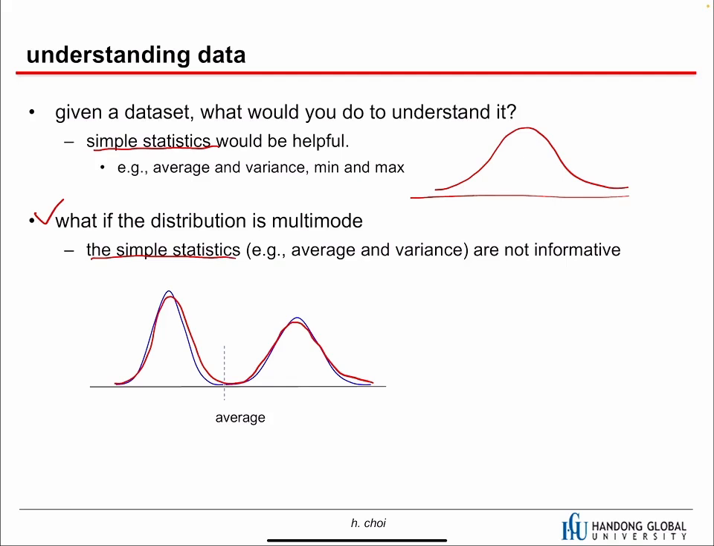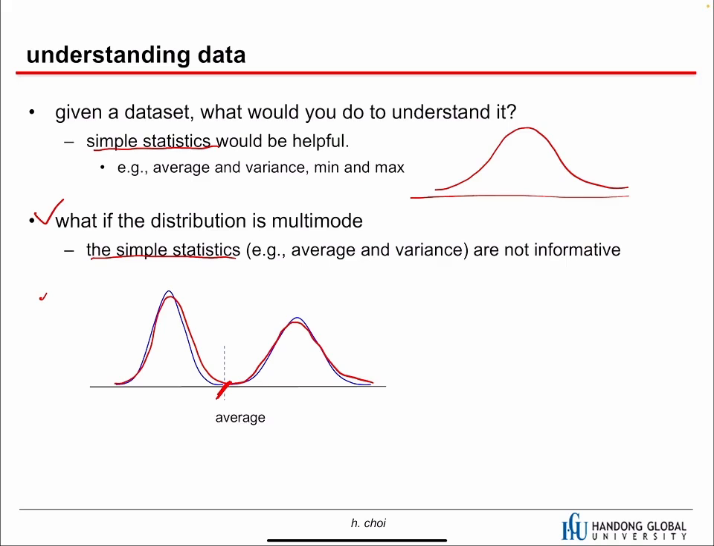Look at this figure here. When we have 2 modes like this, if we calculate the average, it is around here. Then the average doesn't say much about these distributions, right? And the variance doesn't say much about this distribution either. Then what should we do? These simple statistics are not informative. They don't tell much about the data. Then what should we do?